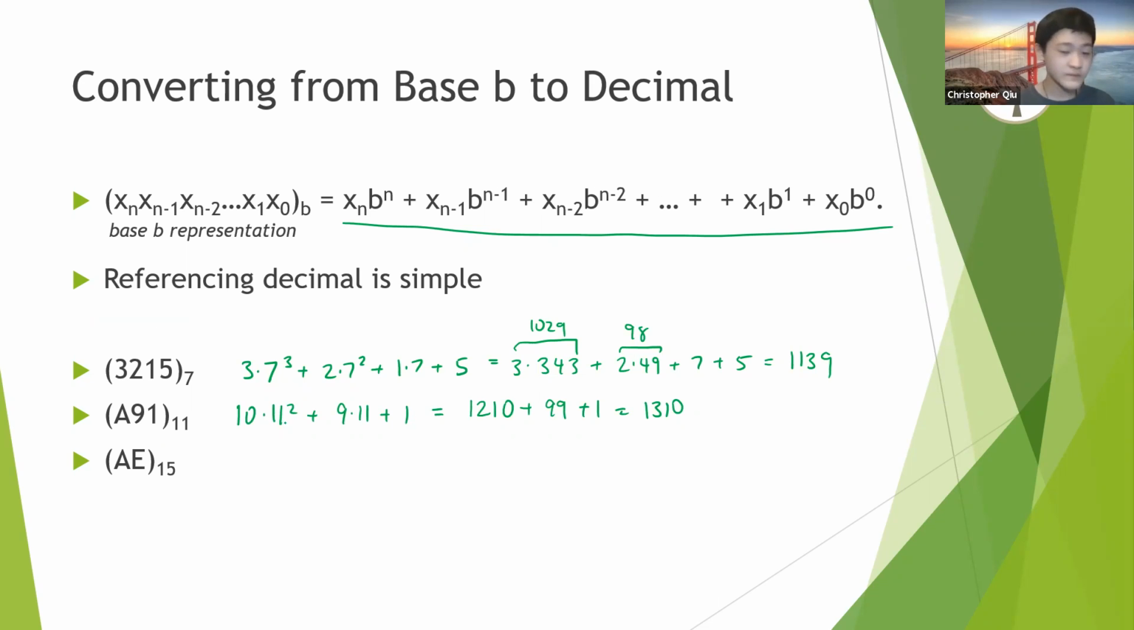And for our third example, we want to convert AE from base 15 to base 10. So the digit A represents 10, and the digit E represents 14. So when we multiply this and add, we get 164. So are there any questions about any of these conversions?